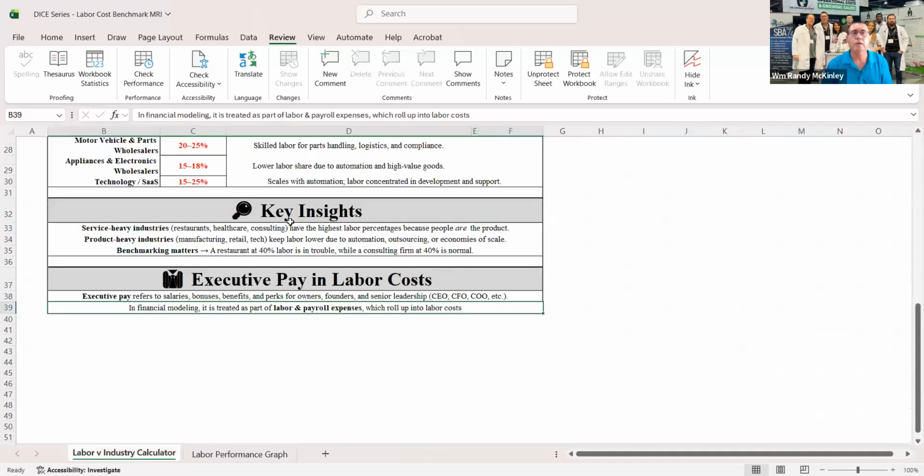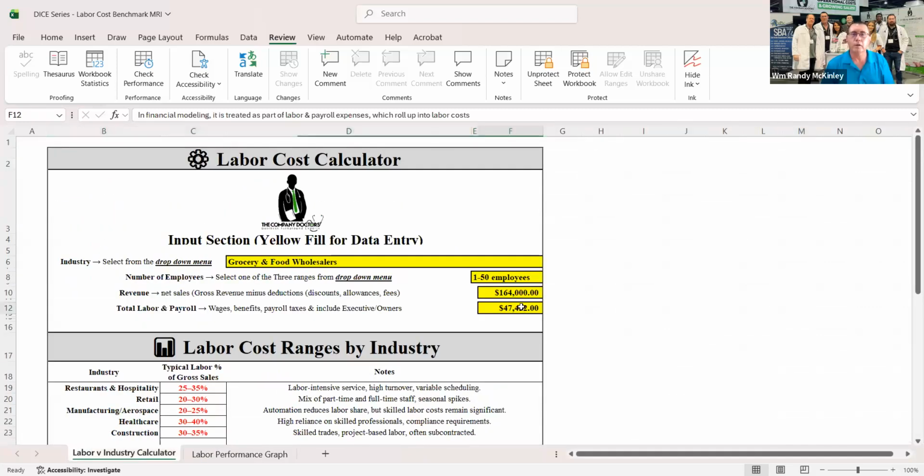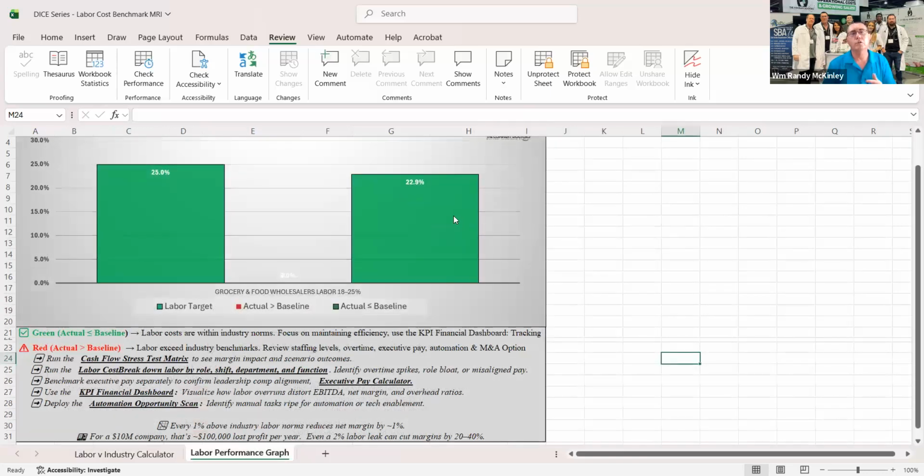But I'll just show you real quick. If the payroll and labor was a little bit less, and we come back to the performance graph, you can see the 22.9. So you'll know very quickly where you're at for your business, where it relates to the industry.